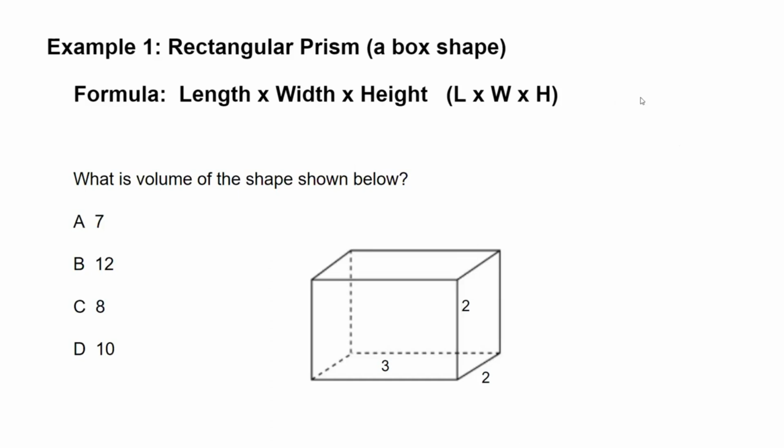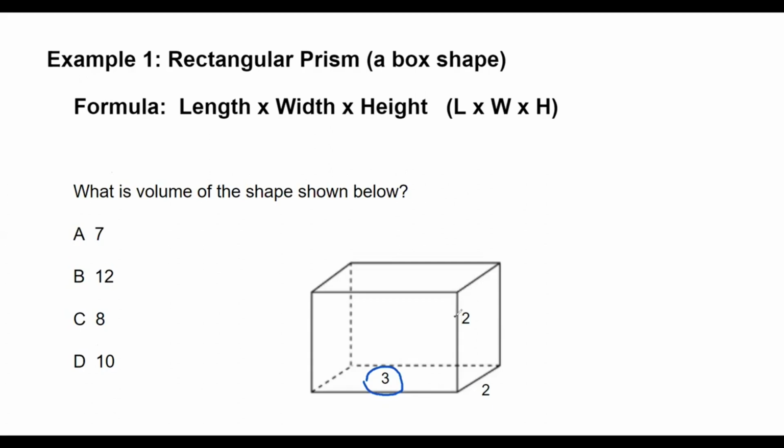So here's an example. What is the volume of this shape down below? We look for our 3 numbers. They might not be labeled as length, width, and height, but that doesn't matter. We know that we need 3 dimensions. So we have 3 and 2 and 2, and we're just going to multiply those together. 3 times 2 times 2 equals 12, and there is our answer.